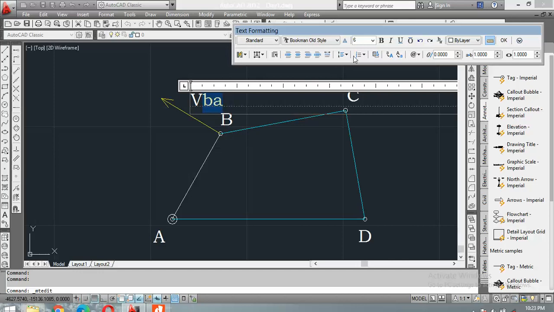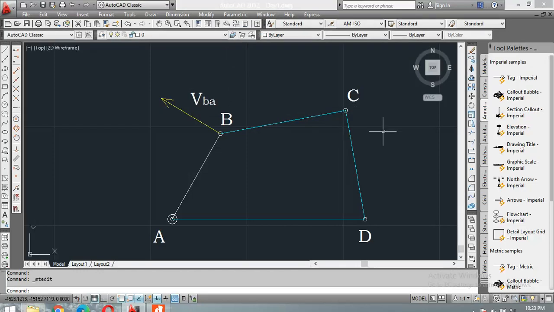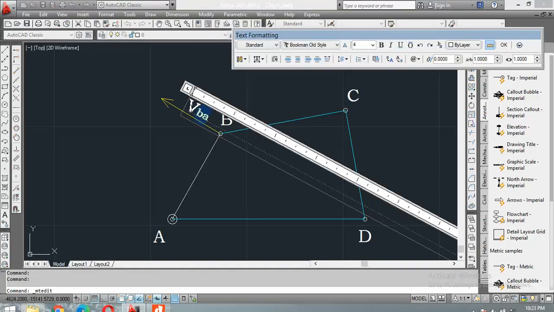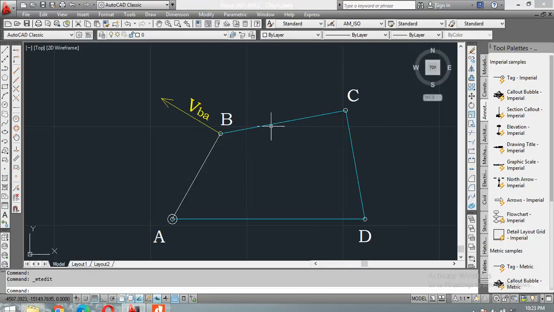Okay, so I am representing it as VBA. I am taking VBA in the suffix. So this velocity vector represents the velocity of point B with reference to A. Let me keep it closer, and let me use yellow color font because this is the velocity vector diagram.